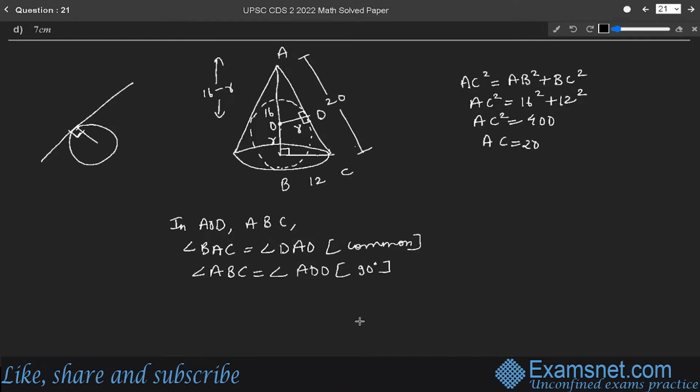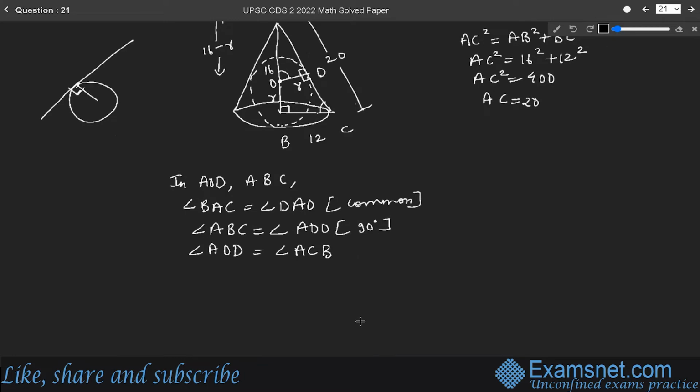We know that if two angles are equal, then the third angle is also equal, and the third angle is this angle AOD and ACB. Therefore, angle AOD is equal to angle ACB. So by angle criterion, both these triangles are similar. And if both the triangles are similar, then sides opposite to equal angles are equal. So let us write the sides which will be equal.